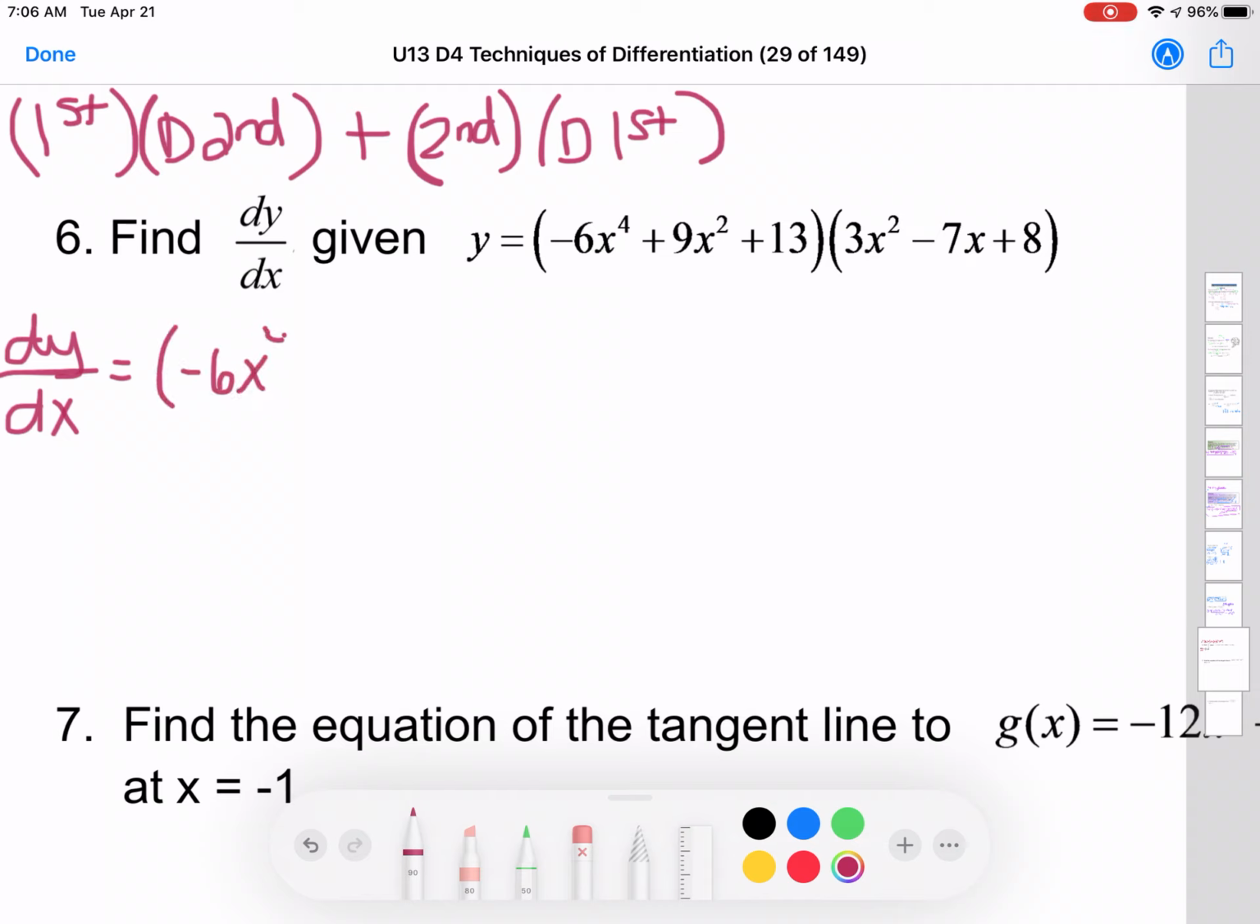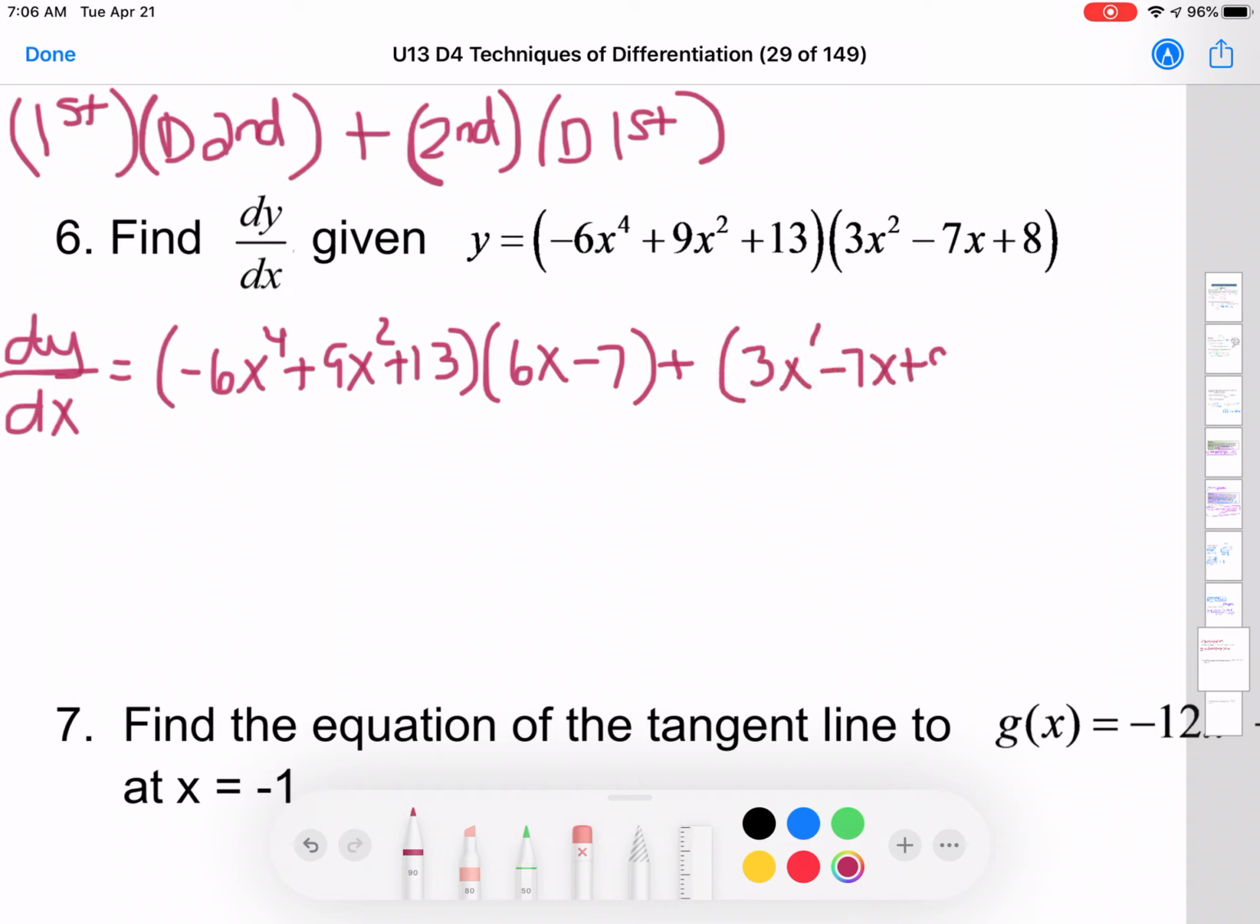All right, so here we go. So first times derivative of the second plus second times derivative of the first.